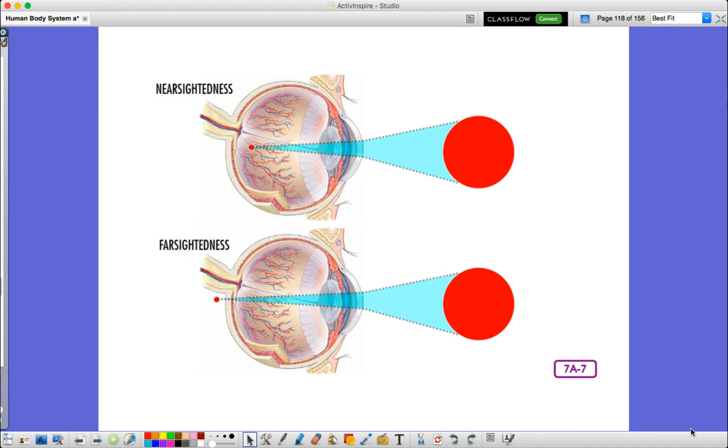of focus. In farsightedness, the eyeball's size affects the focusing power of the lens, so images are projected or focused behind the retina. Distant objects are seen clearly, but nearby objects are out of focus. Luckily, these problems can both be corrected with glasses or contact lenses.